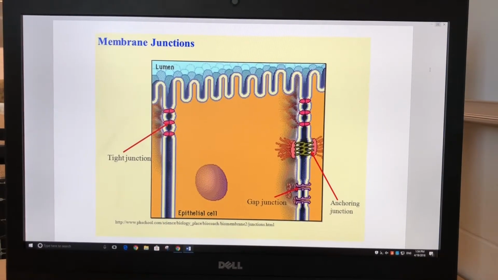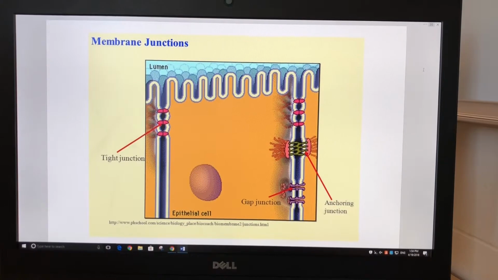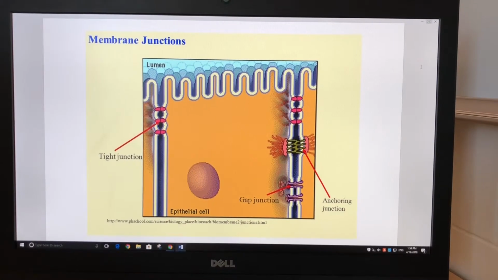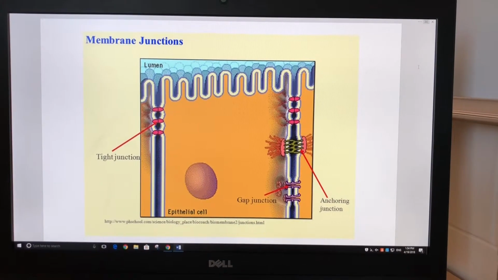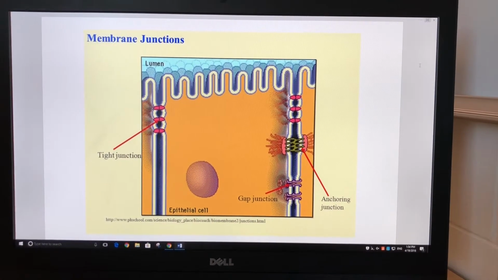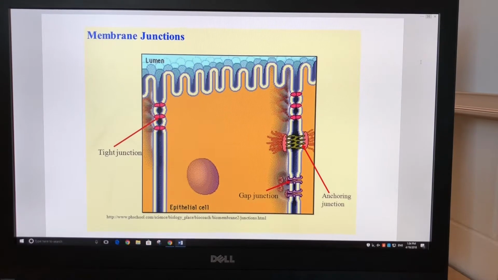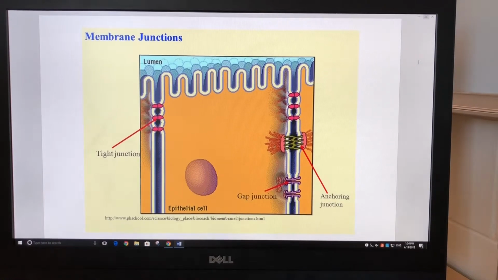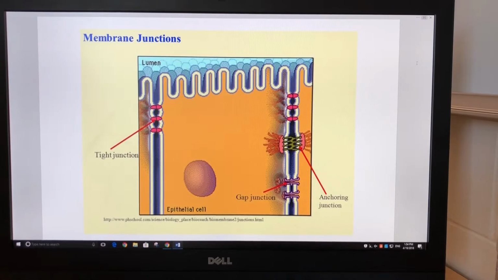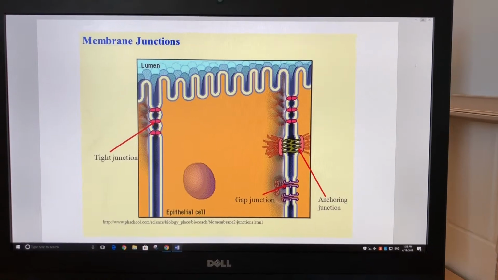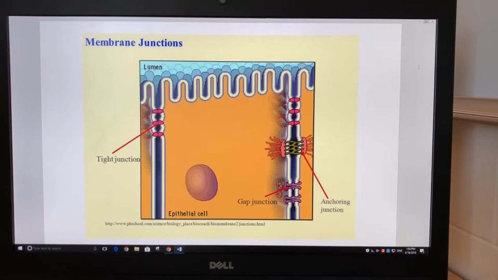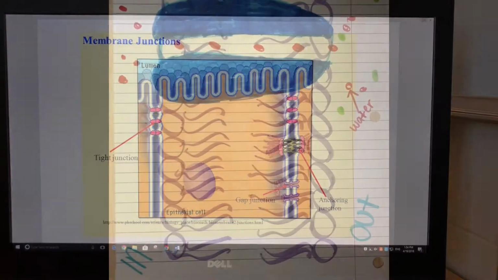Membrane junctions. Cell membranes come joined together. There are 3 different types. Tight junctions are waterproof connections between cells. This is where you don't want any leaking, especially in the stomach, esophagus, and the bladder. Anchoring junctions, also called desmosomes, are really strong connections between cells. Gap junctions are channels between cells, and this allows communication between cells, especially in cardiac muscle heart cells.